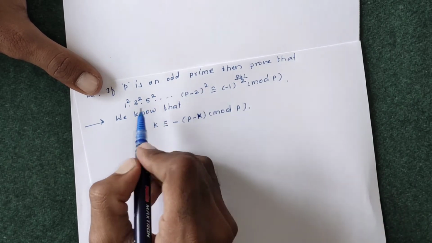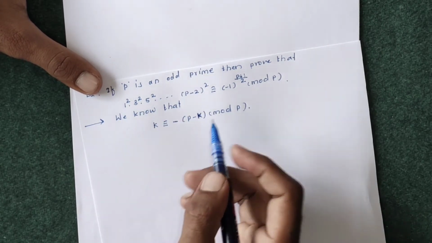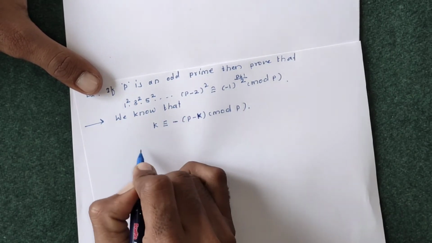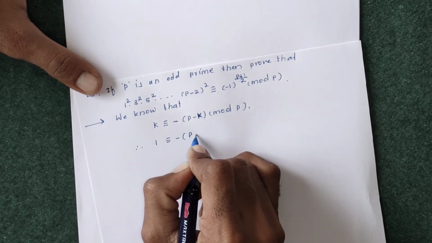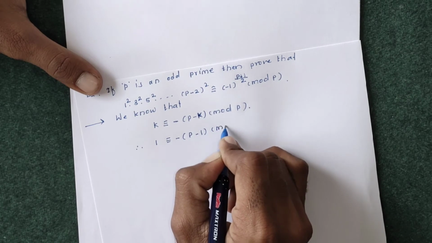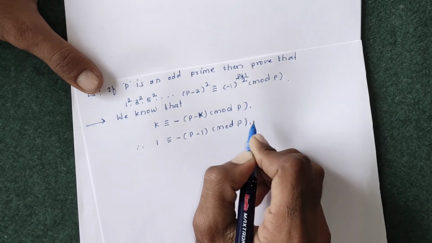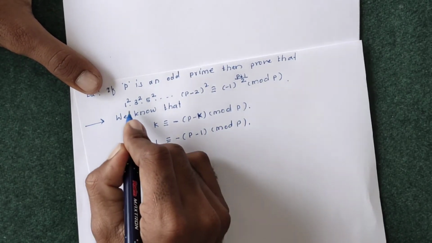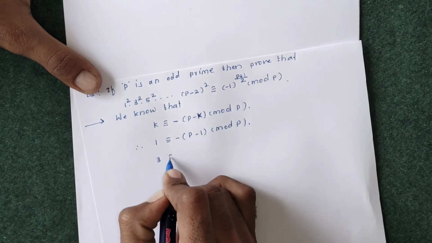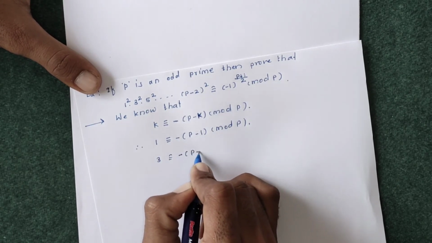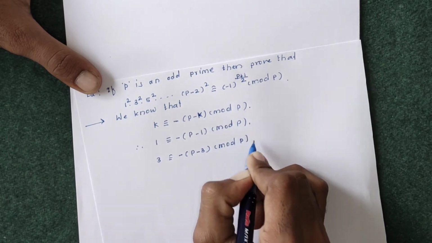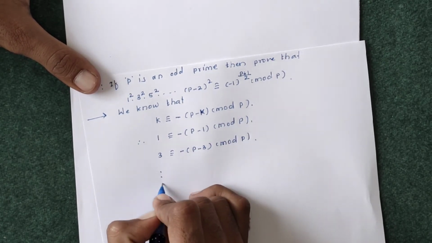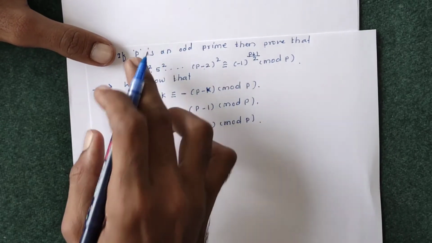Now using this congruence for 1, 2, 3 up to p minus 1 integers, we can write, therefore, 1 is congruent to minus of p minus 1 under modulo p. Similarly 3 is congruent to minus of p minus 3 under modulo p. Similarly we can write p minus 2, p minus 4.